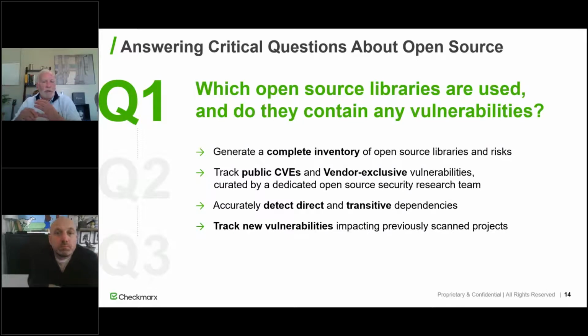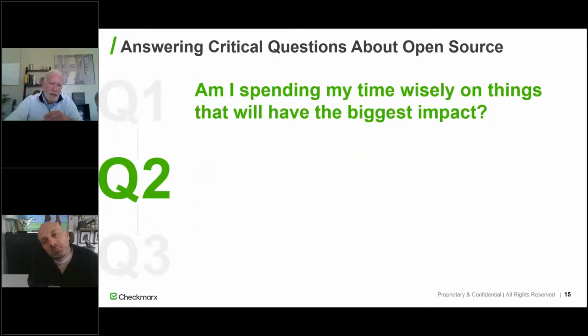And tracking new vulnerabilities impacting previously scanned projects, right? If I did a scan a year ago, six months ago, and I'm still running the same package, is it now vulnerable? Has a new vulnerability been found in that, right? And so we've got to be able to track those new vulnerabilities.